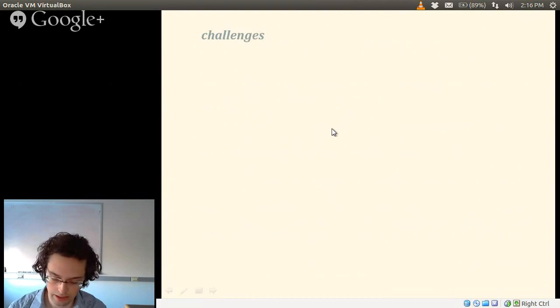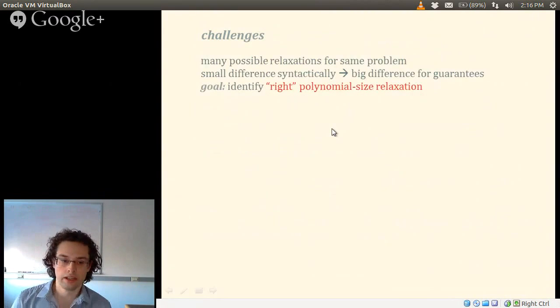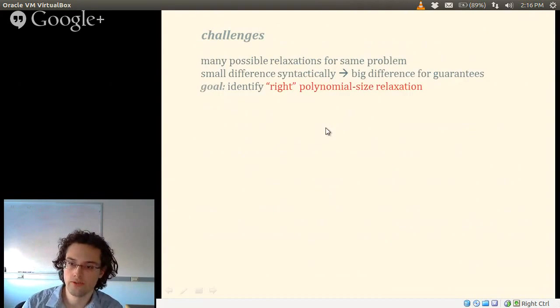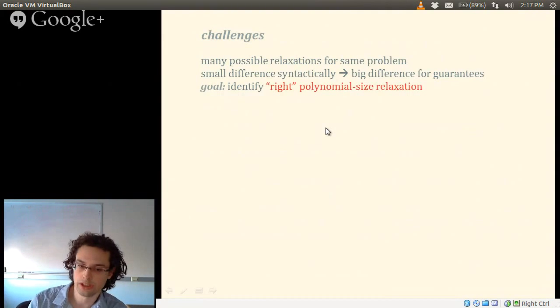Now, there are several challenges we face when we try to understand them. One challenge is that for the same problem, there are many different ways of coming up with relaxations. In particular, there are many different ways of writing integer linear programs that are equivalent to your problem. And it turns out that if you relax them, then you can get vastly different results. And so the challenge is to come up with a way to identify the right polynomial size relaxations for a problem.